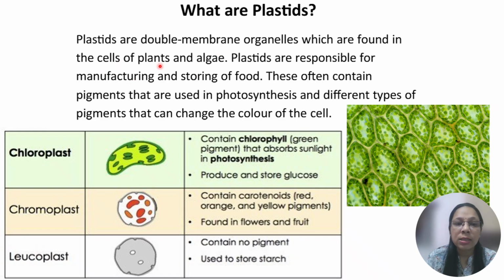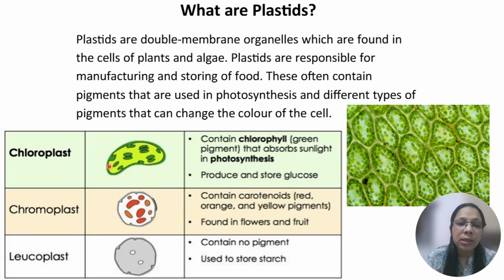In which cells are they found? In plant cells and algal cells. So in animal cells we do not find plastids. So what is the main function of plastid? It is manufacturing and storing of food, and we know one manufacturing unit in plants, that is chloroplast. So chloroplast is a type of plastid. So let us see what the types of plastids are, depending on their function.